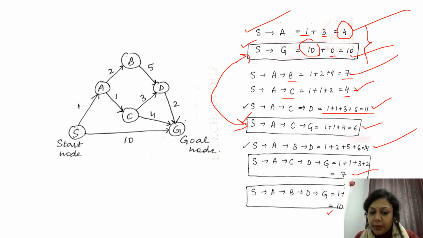So the minimum path value required will be this path. S to A to C, C to G. It is giving us a value 6. This will be our minimum path in this A star algorithm.